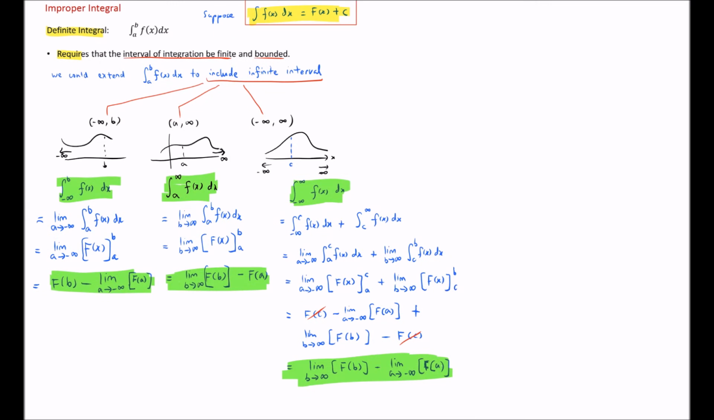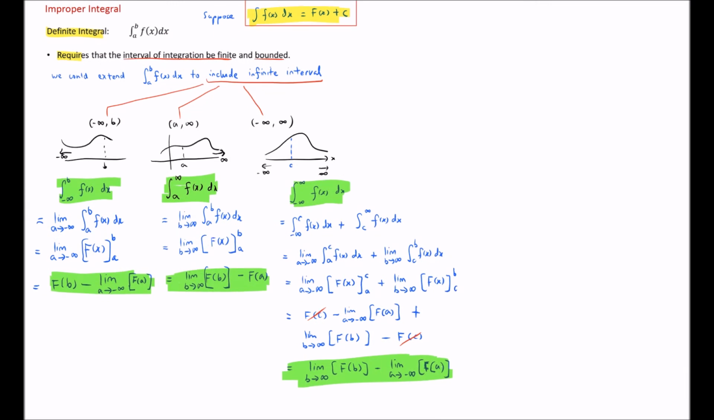So for the first part of the improper integral video, I explained infinite interval. Now there's another condition that gives you another type of situation that will give you improper integration: unbounded.